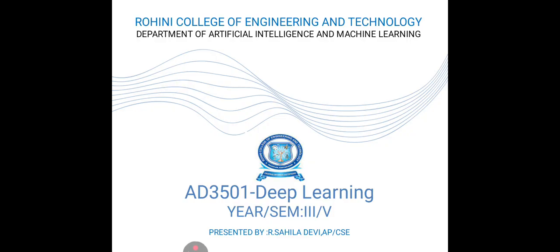Today, we are going to learn about Unit 3 Bidirectional Neural Networks from the subject AD3501 Deep Learning.